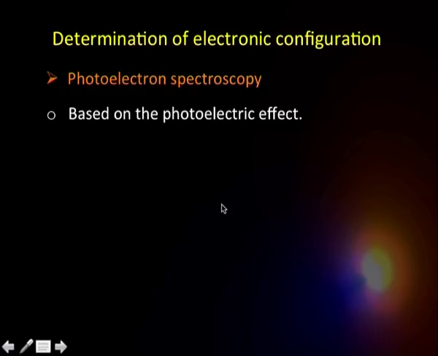Let us move further and see how we experimentally determine this. We have said from the rules what the electronic configuration should be, say for carbon, but how do we verify that? How do we find experimentally whether this is the right electronic configuration or not? For that, the answer comes from what is called photoelectron spectroscopy. As the name suggests, photoelectron spectroscopy is based on the photoelectric effect.